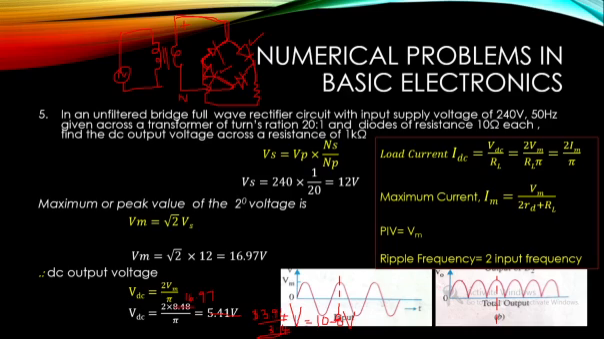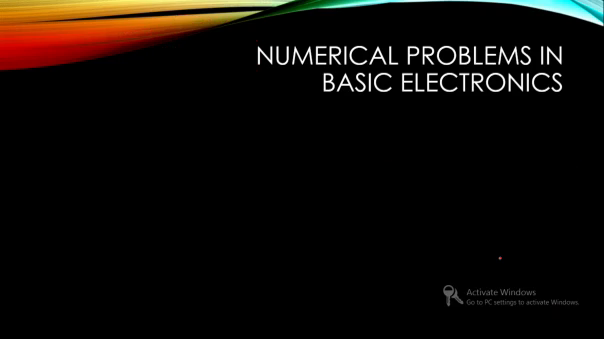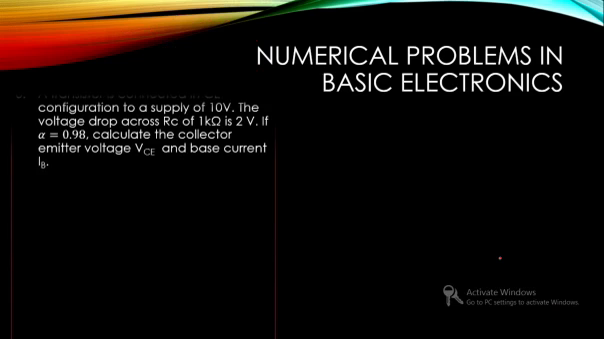So negative cycle, the direction across RL is the same. So you'll get a positive peak in the ripple in the output. So you can see two ripples are involved, and hence the ripple frequency will be 2 times the input frequency. Okay. So those are the 3 kinds of questions, and one question is from transistor.